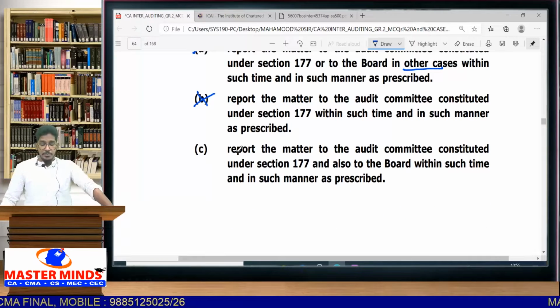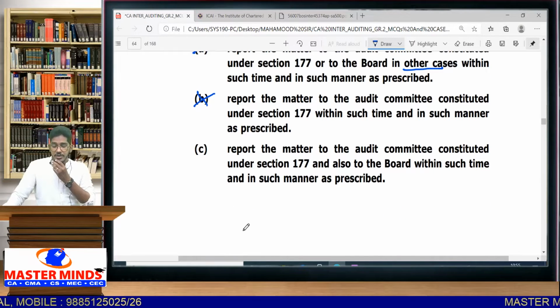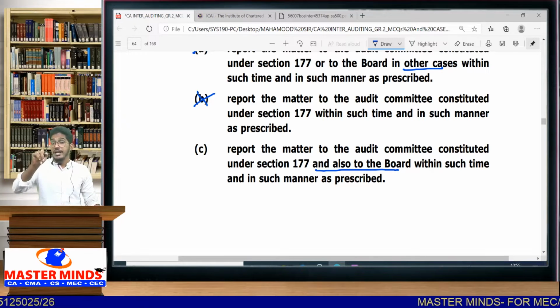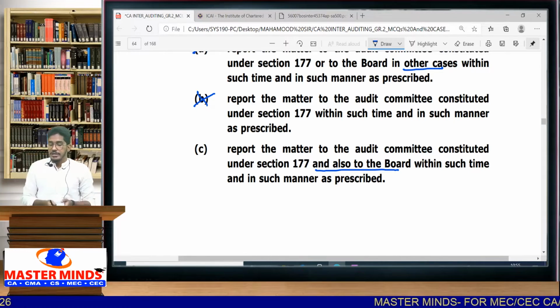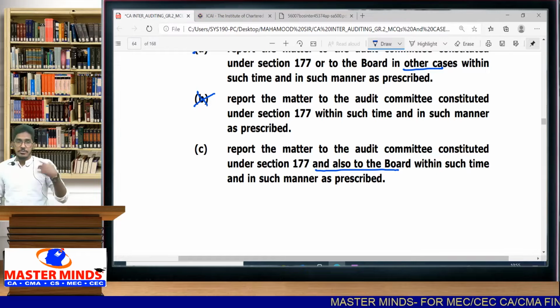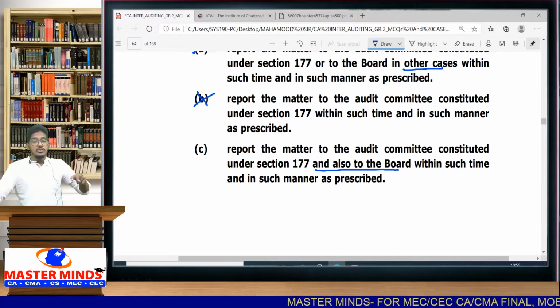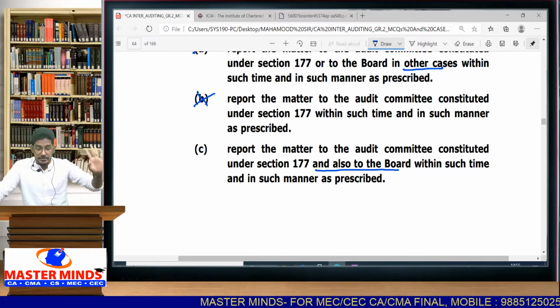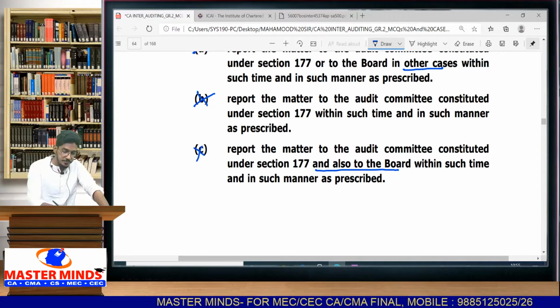C, report the matter to audit committee constituted under section 177 and also to the board of directors. No, not "and also", but "or". If audit committee is there, section 177, communicate to audit committee. If audit committee is not there, then communicate to the board of directors. Not both. Both are not required. So C option is also wrong.